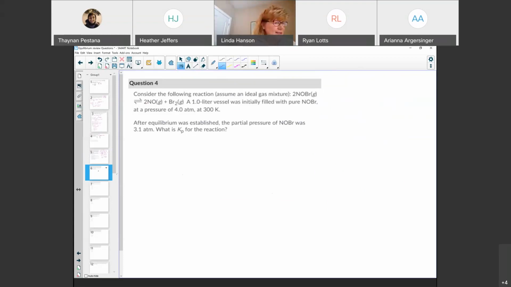We have a question, and as I go through, I'll write this equation with you to help you write it down. We have 2 units of NOBR in gaseous phase in dynamic equilibrium with 2 NOs and Br2. I say the keyword initially, because that's a keyword for me that tells me I'm going to have an initial, a change, and an equilibrium. It's initially filled with pure NOBR, and it's filled with 4 atmospheres of pressure.